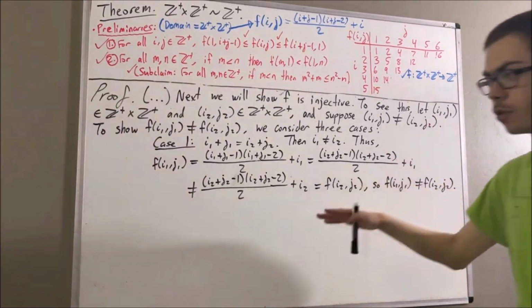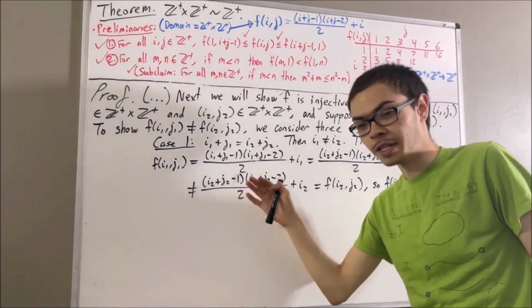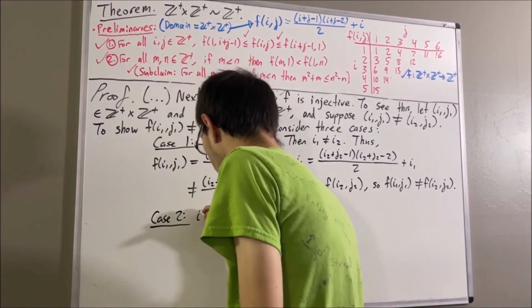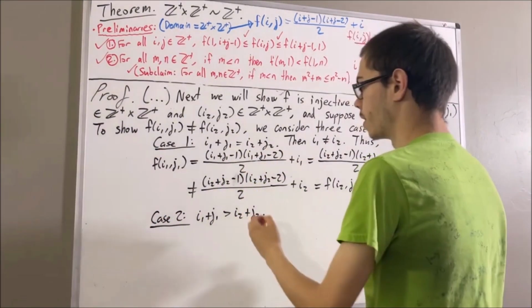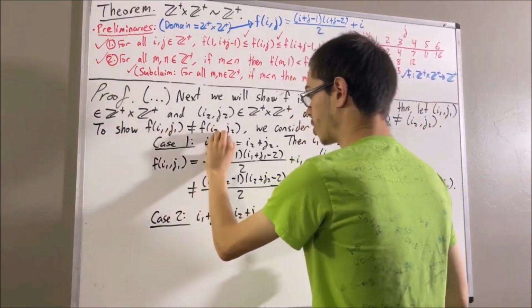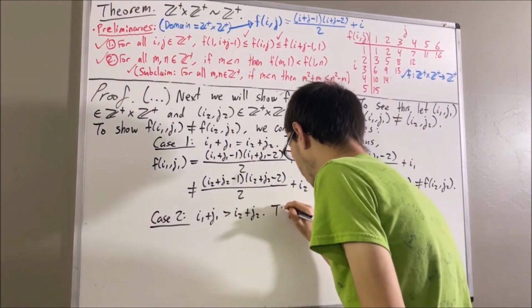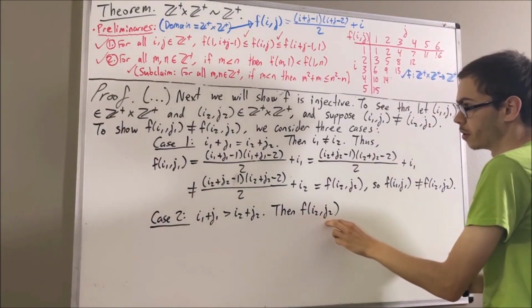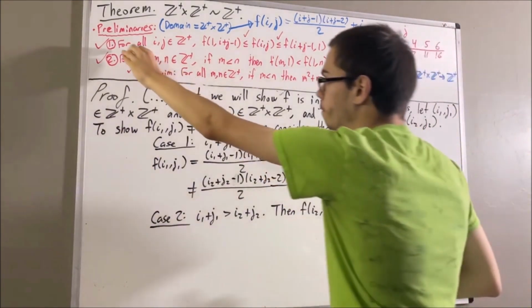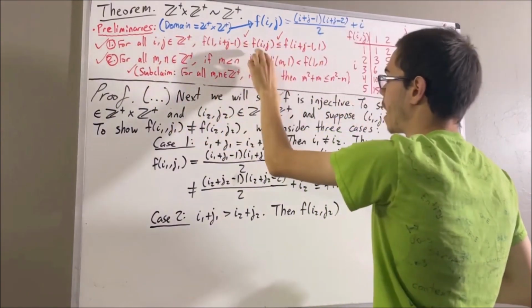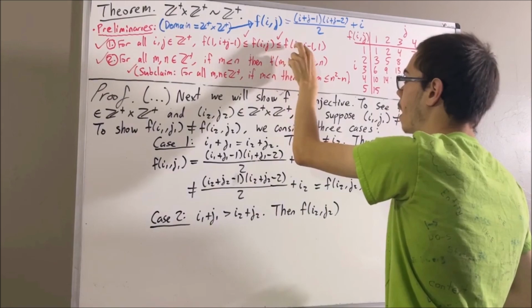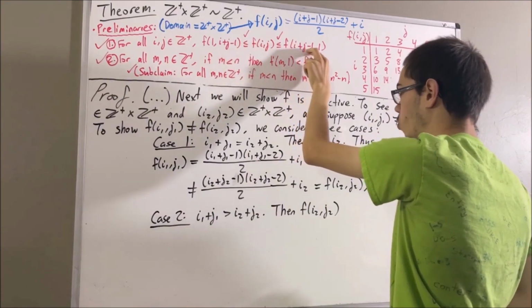Now let's move on to case 2, where i1 plus j1 is greater than i2 plus j2. And to see that the output values are not equal, check this out. If we consider f of i2, j2, we know that by the first preliminary result, f of i2, j2 is less than or equal to f of i2 plus j2 minus 1, 1.